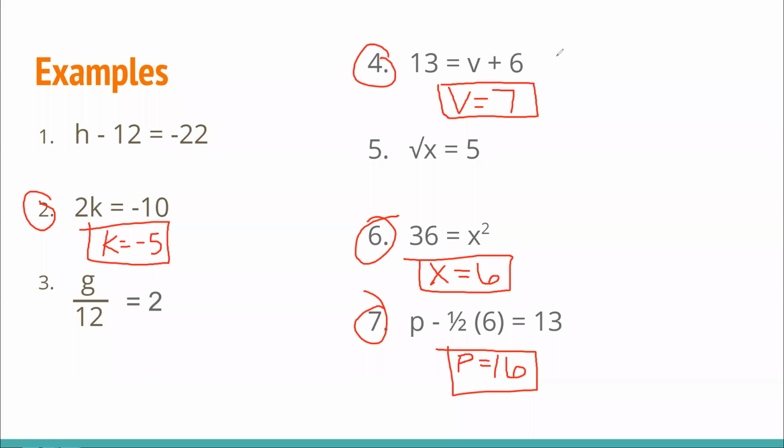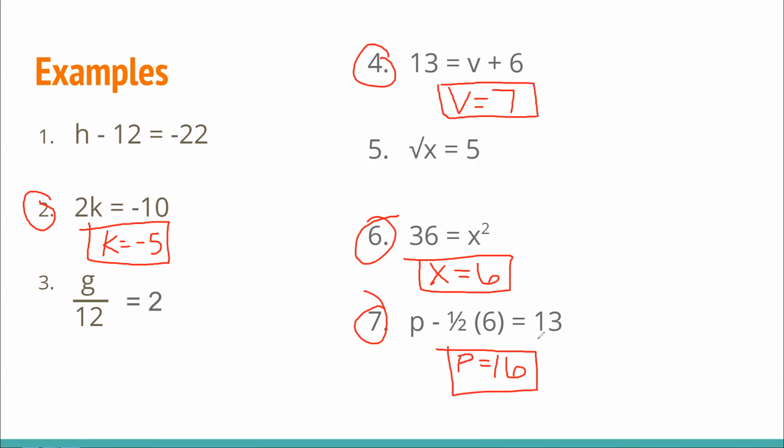And here are your answers. So for number 2, you should have gotten k equals -5, 4, v equals 7, 6, x equals 6, and 7, p equals 16.